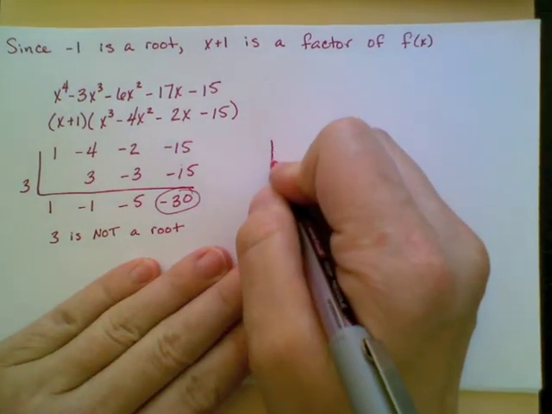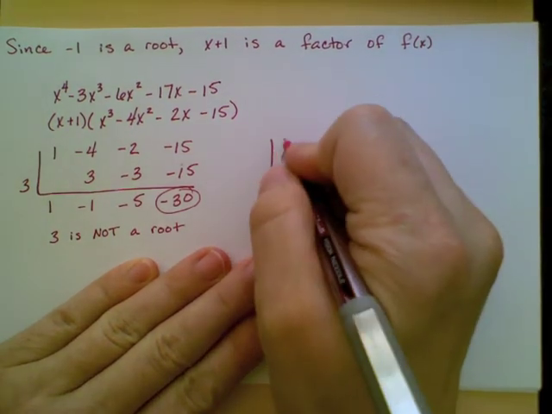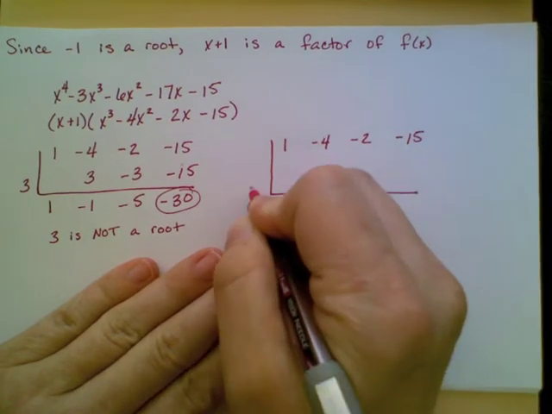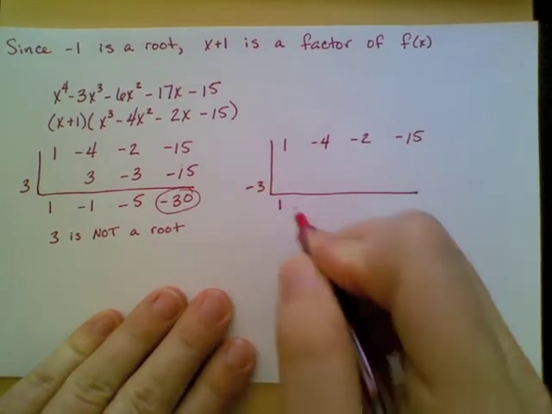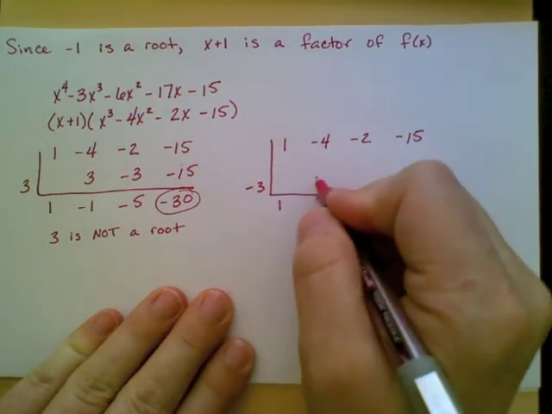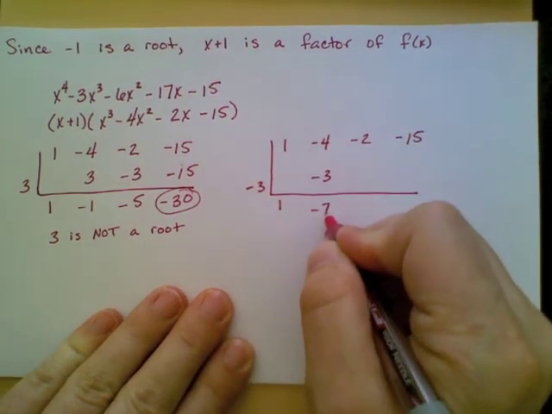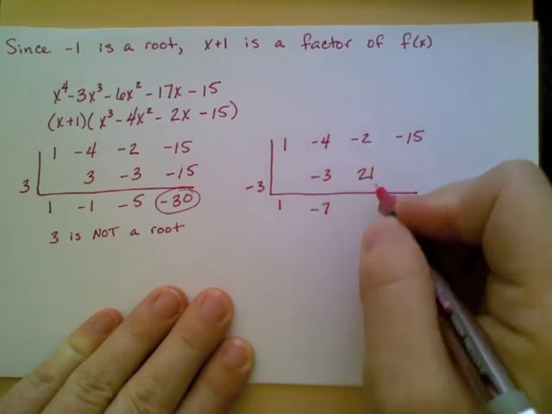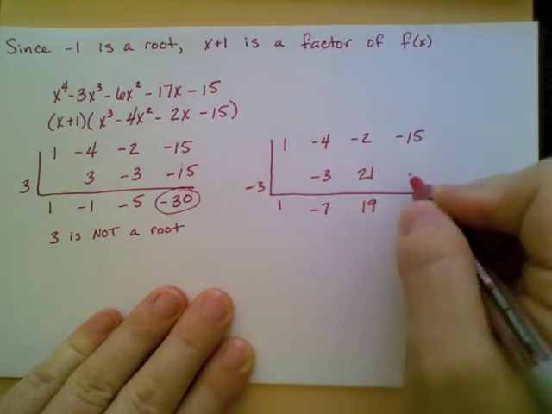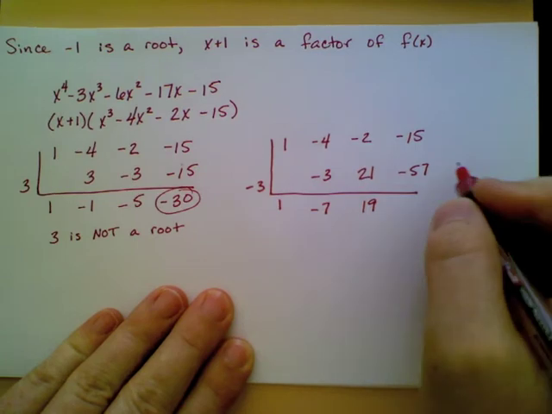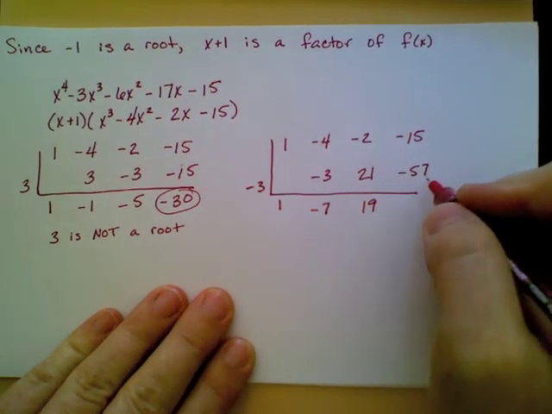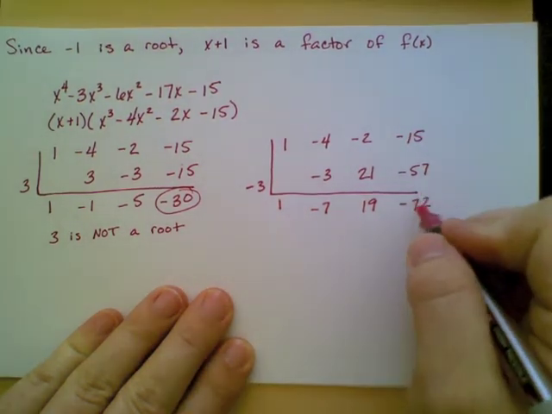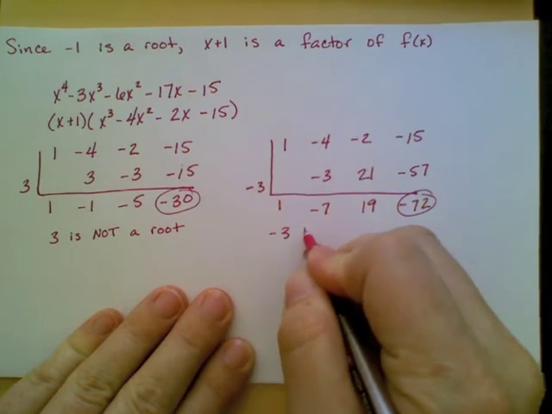Then I'm going to go ahead and just move on. Since 3 is not a root, I'll go ahead and try negative 3. I bring down the 1, multiply. I get a negative 7. Multiply here. Add negative 2 to 21. I get 19. This will give me negative 57. And really, it doesn't matter exactly what number this is. It happens to be, what, a negative 72? But the fact is, it's not 0. Negative 3 is not a root.